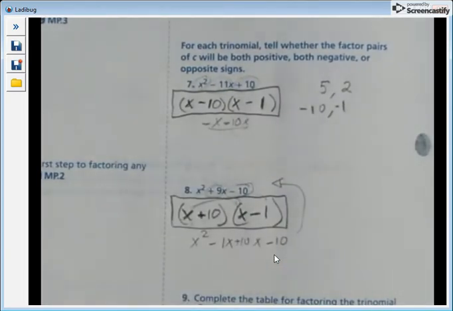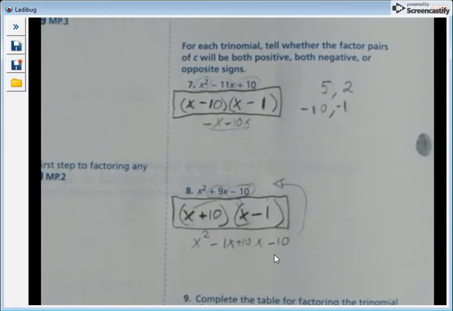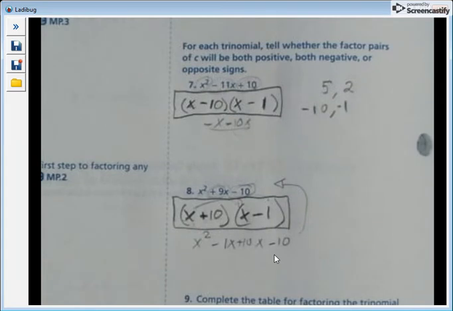It's algebra. You just work it backwards. There should be no reason that you get these problems wrong. All right? So that was topic 7.5, factoring a trinomial.